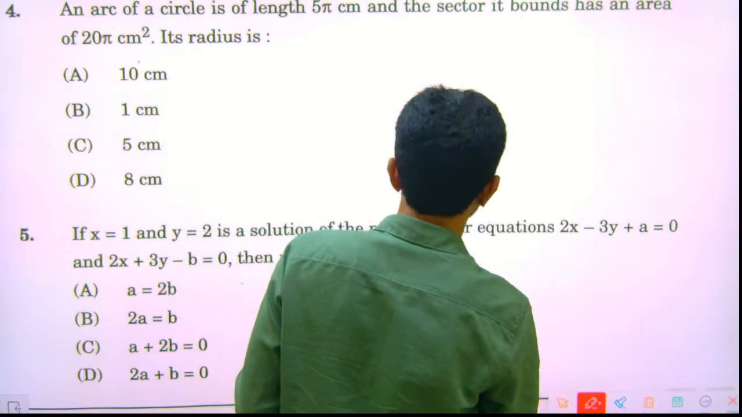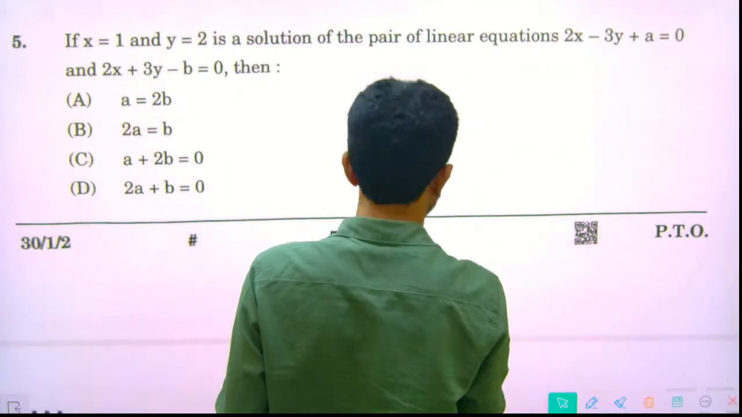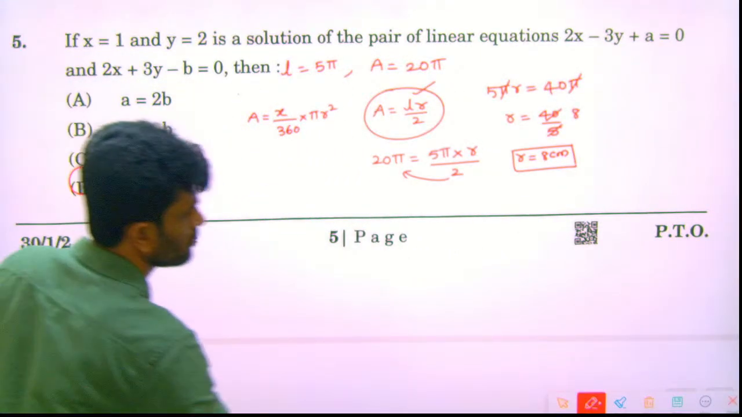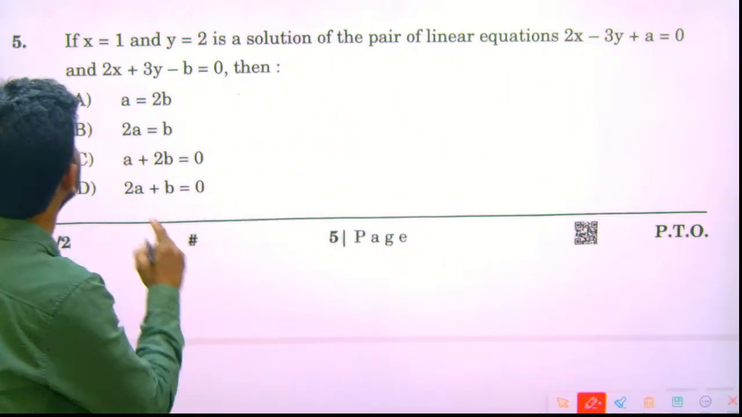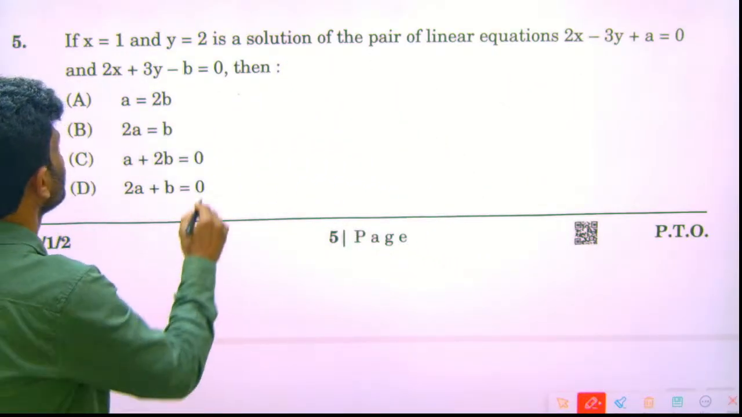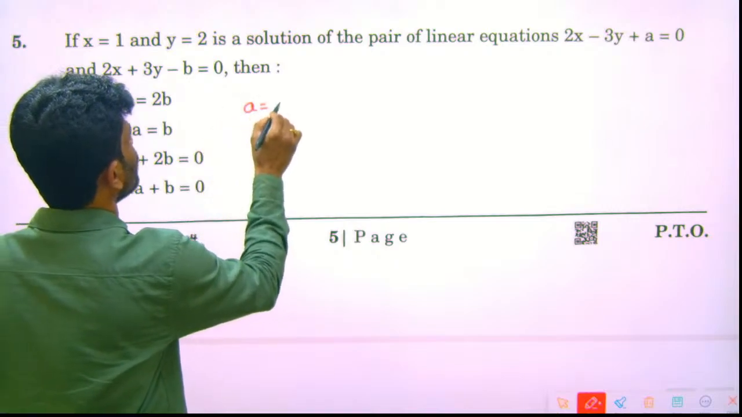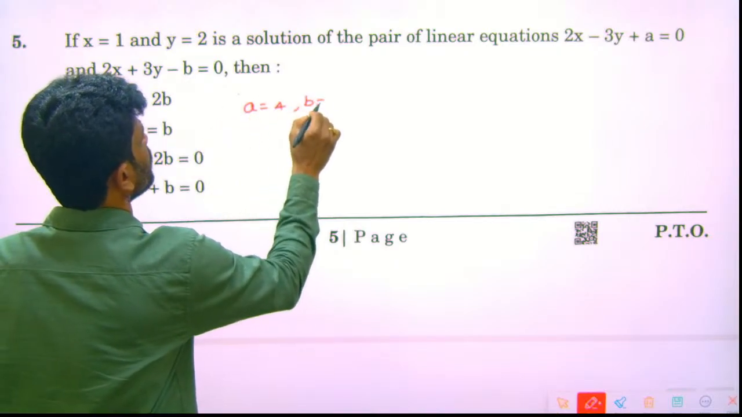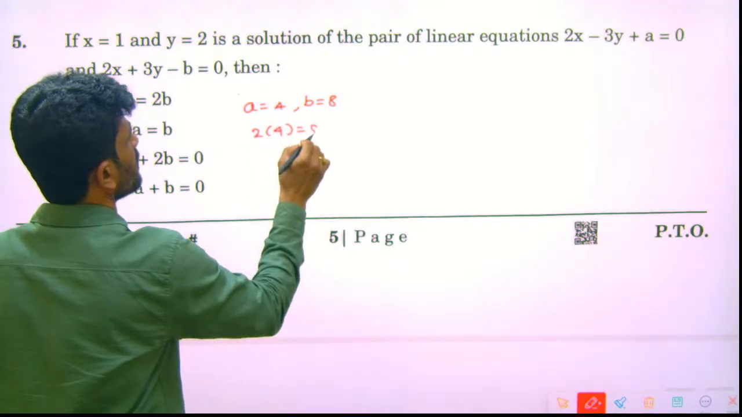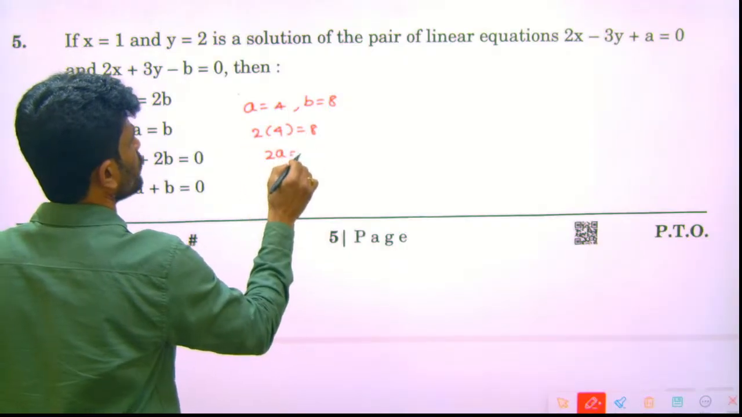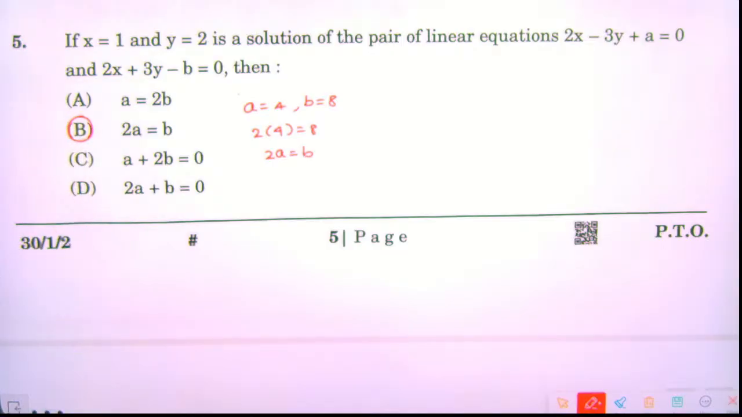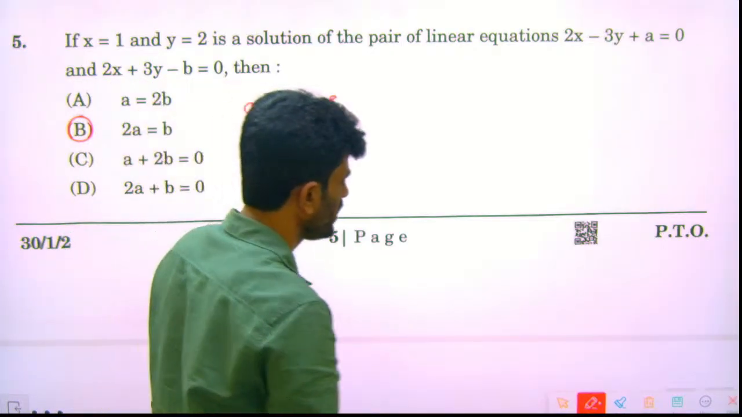Now, the next question, question number 5. This one we have already done in set A. We got A is equal to 4 in the solution and B is equal to 8, and we got 2 into 4 is equal to 8. That's why 2A is equal to B. So which option is correct? Option B is correct. For question number 5, option B is correct.